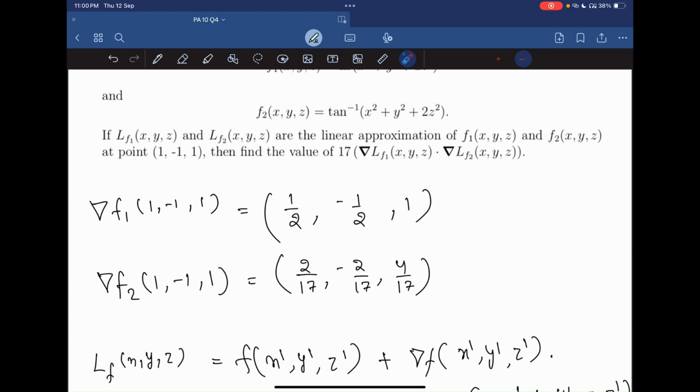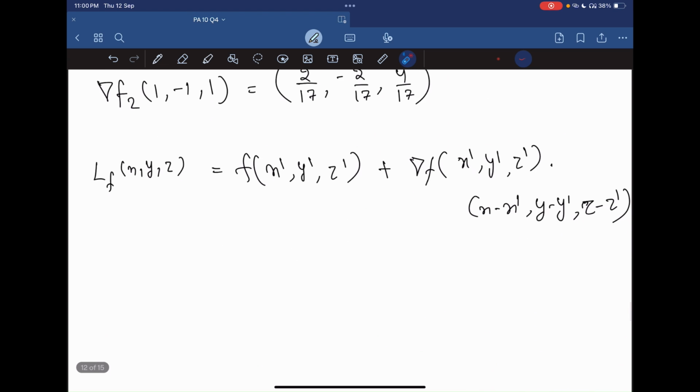What we actually need here is the gradient of the linear approximation. If we want to find the linear approximation of some function f at the point x dash comma y dash comma z dash, then the linear approximation is given by the function value at that point, plus the gradient of the function at that point dot product with x minus x dash, y minus y dash, z minus z dash. So this is how we find the linear approximation.